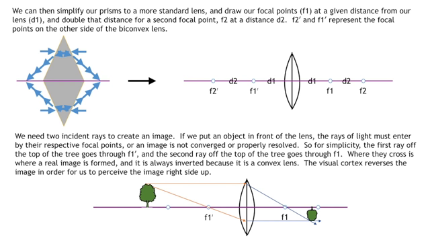So we can simplify our prisms to make it more of a standard lens, what we're used to, and draw our focal points f1 at a given distance from our lens, distance 1 or d1, and double that distance for a second focal point f2 at a distance d2. So that's on one side of the lens, and on the other side of the lens we'll call them f2 prime and f1 prime, and they represent the focal points on the other side of this biconvex lens.